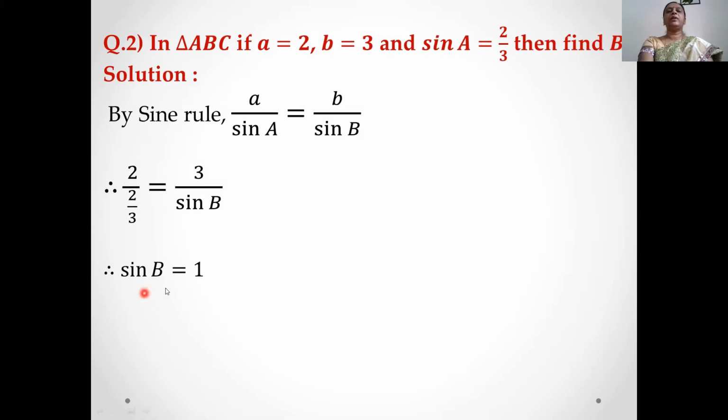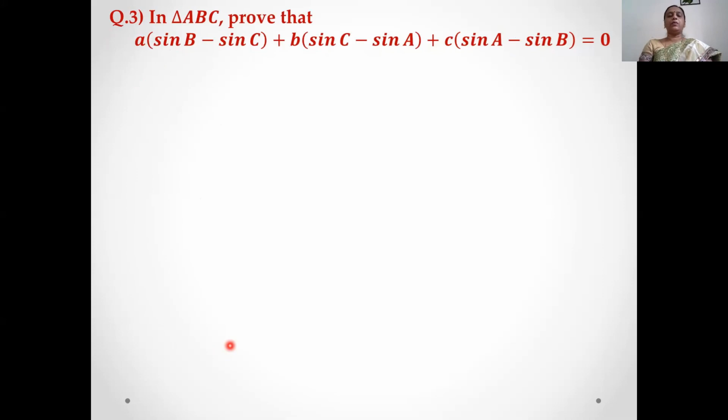We get the value of sine as 1 at 90 degrees. At 90 degrees, the value of sin theta is 1. Means this B should be 90 degrees or pi by 2 radians. Now consider the third problem.